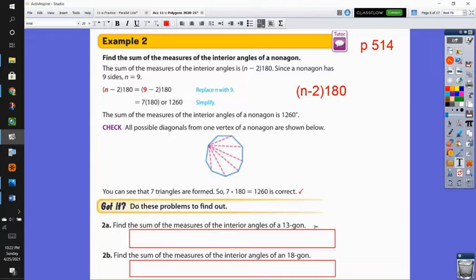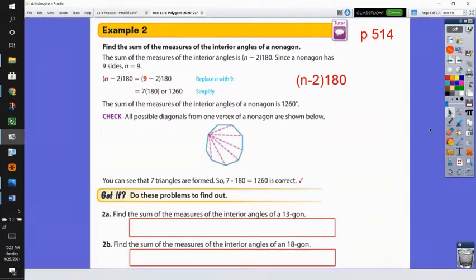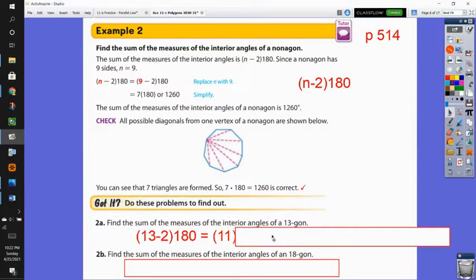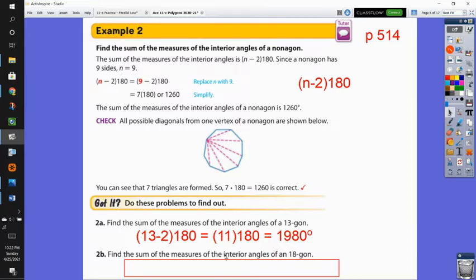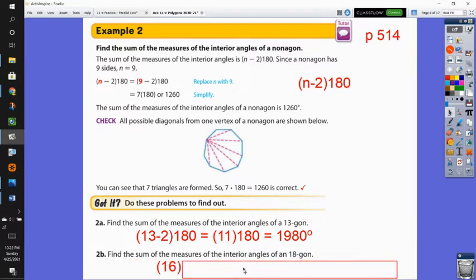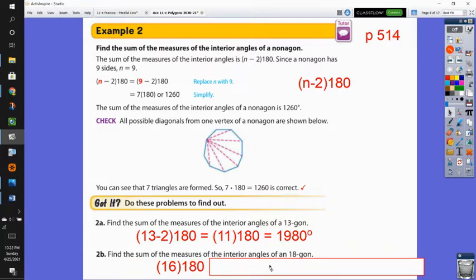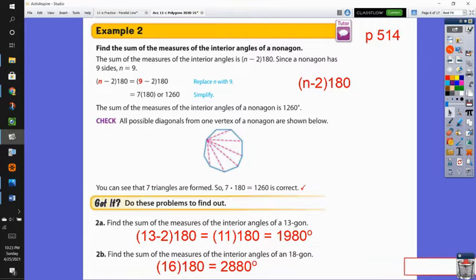How about a 13-gon, which has a name which I don't actually know? We'll talk about that at the end here. What do the interior angles of a 13-gon add up to? n minus 2 is 11. n minus 2 times 180 equals 1,980 degrees. 2b, what do the interior angles of an 18-gon add up to? That's an 18-sided polygon. n minus 2 is 16. 16 times 180, 2,880 degrees. And obviously you can use a calculator for all these. Have a calculator for test and quiz.